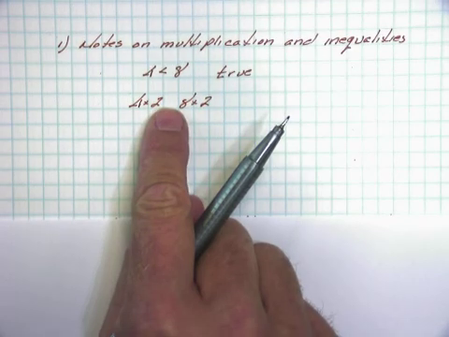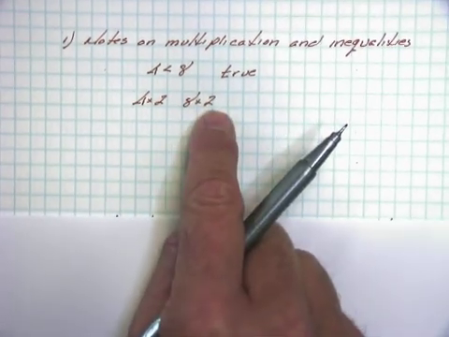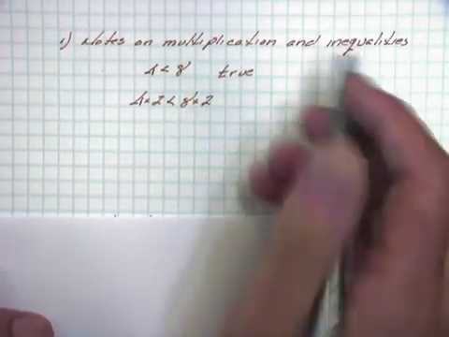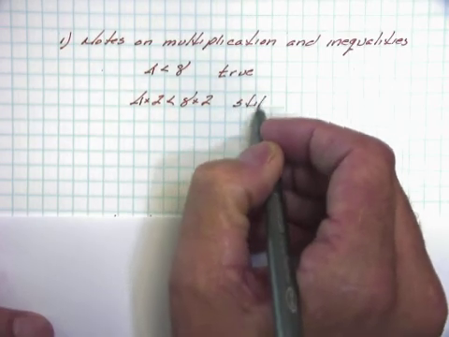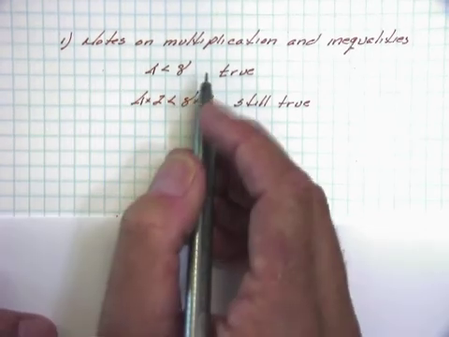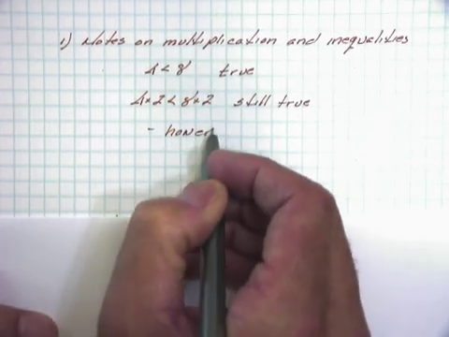Now, if I were to multiply both sides of this equation by 2, so I've got 4 times 2 and 8 times 2, what inequality would I put there? Well, okay, 4 times 2 is 8, and 8 times 2 is 16. 8 is still less than 16. So this is still true.